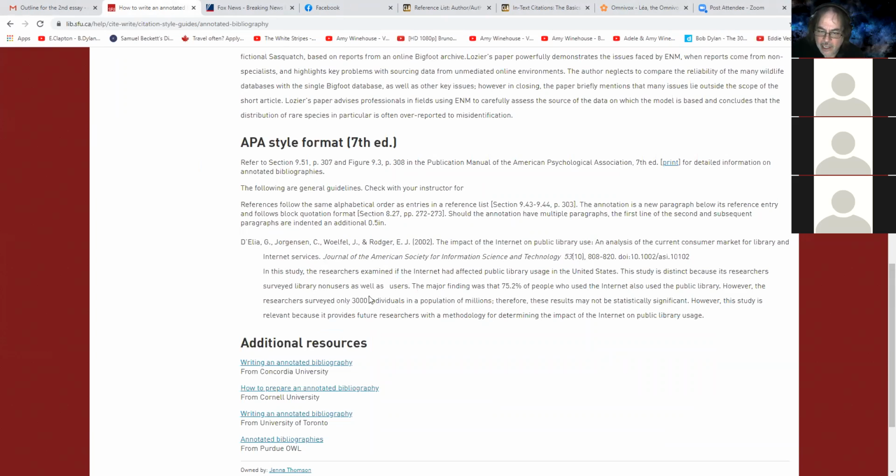Your annotation can be longer, shorter, but this gives you a good idea, and it also gives you the APA 7th edition. I want the 7th edition, not the 6th. 7th is relatively new. Exactly how you would cite it. Okay.